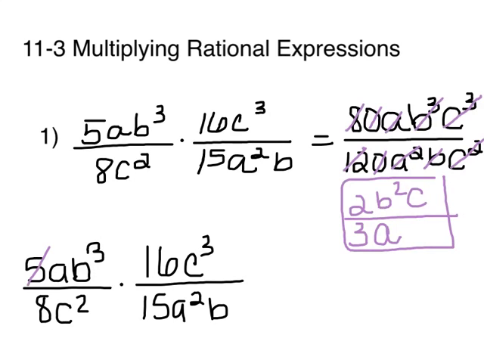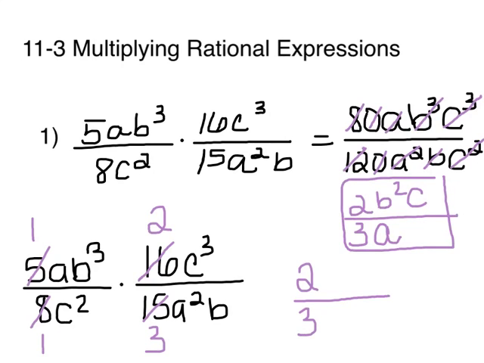So 5, any number on the top can reduce with any number on the bottom. So 5 and 15 can reduce. 5 goes into itself once, 5 goes into 15 3 times. Now a number on the bottom can reduce with a number on the top. 8 goes into itself once, 8 goes into 16 twice. So right now, in our answer, for our coefficients, we have a 2 on the top and a 3 on the bottom. Now let's look at each of the variables.